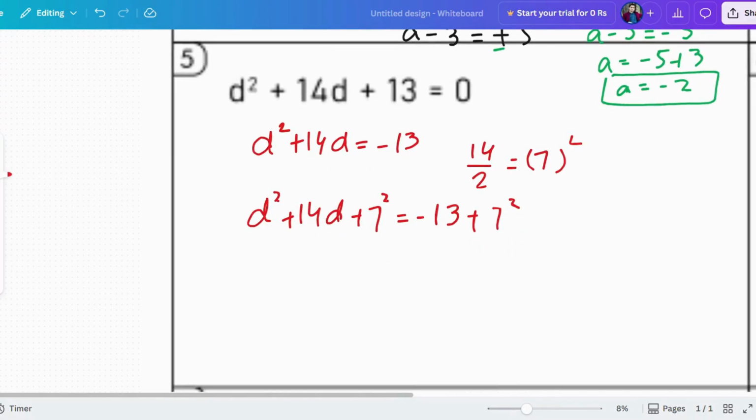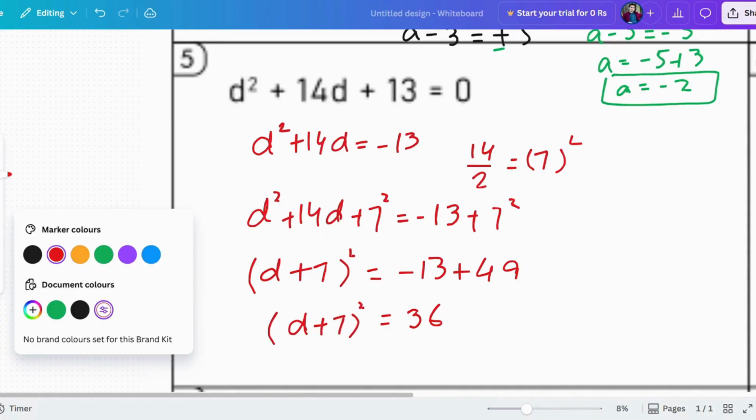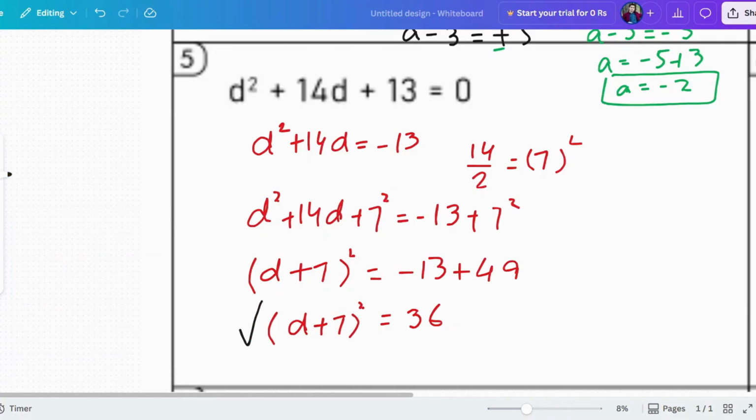So now I will close the bracket. D plus 7 whole square equals to minus 13 plus 49, right? So minus 13 plus 49 is equivalent to 36. So d plus 7 whole square. Now I will take radical on both sides, and it will become d plus 7 equals to plus minus 6, right?